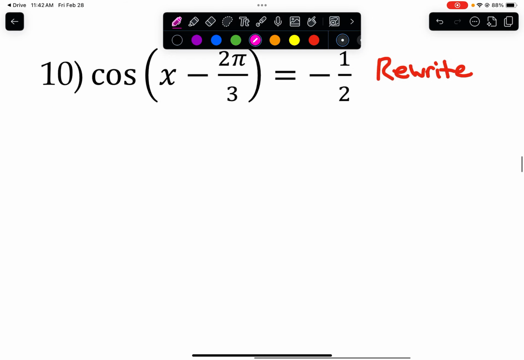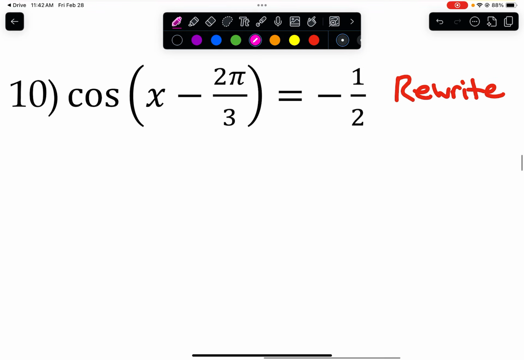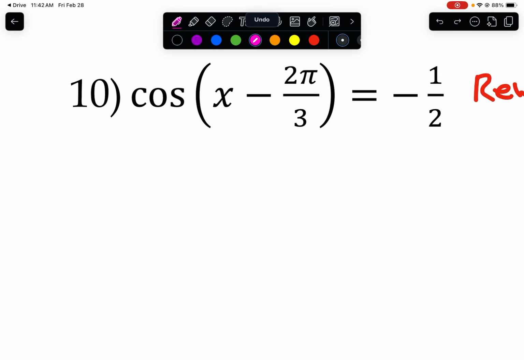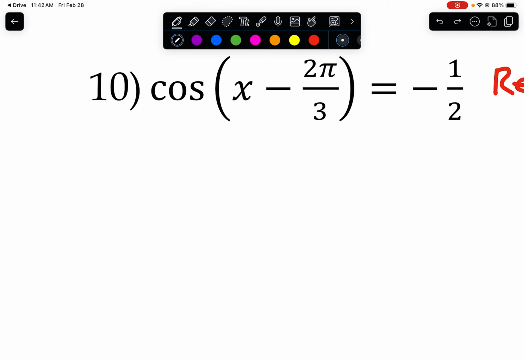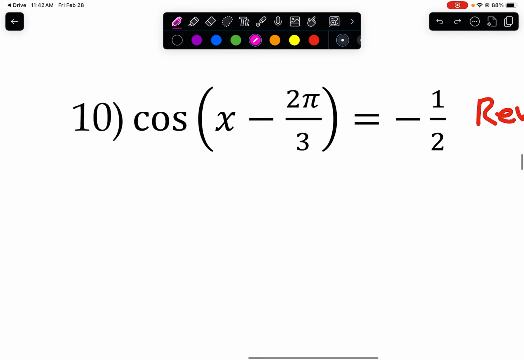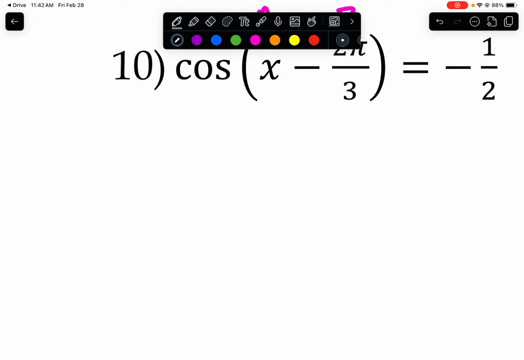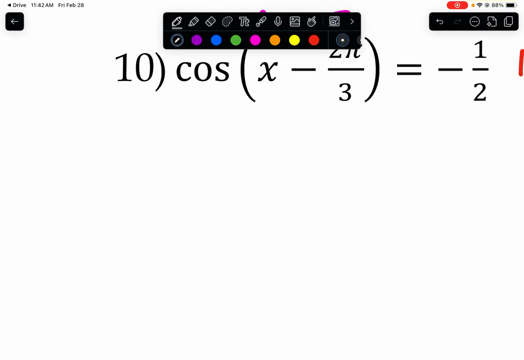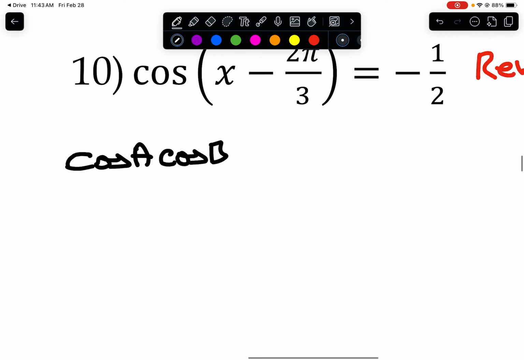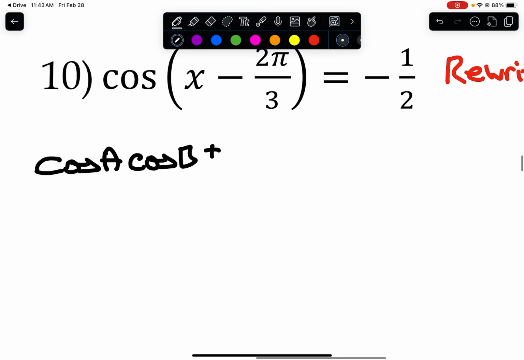Now, over here, typically I would just skip this one because it's really similar, but I actually want to do this one to show you what happens with this negative. With cosine, it's the same idea. So we're doing cosine difference. We have our a value and our b value. I'm doing cosine of x minus 2 pi over 3. So my equation here is going to be cosine a, cosine b, and then I'm going to change the sign. It's going to be opposite of what you see for cosine. And then sine a, sine b.